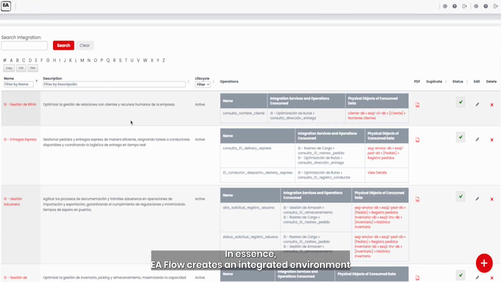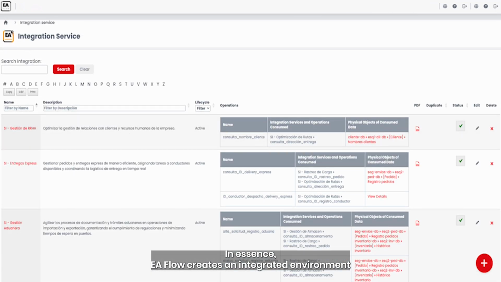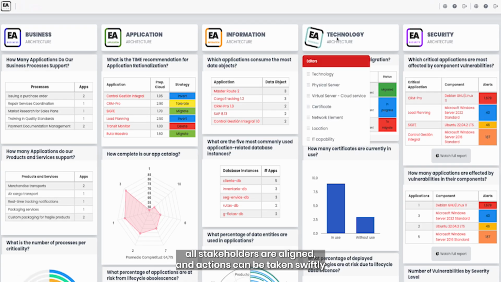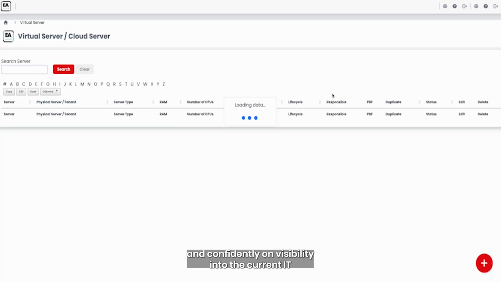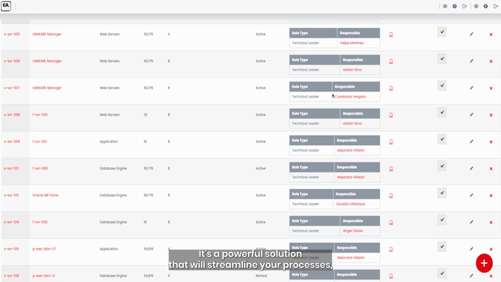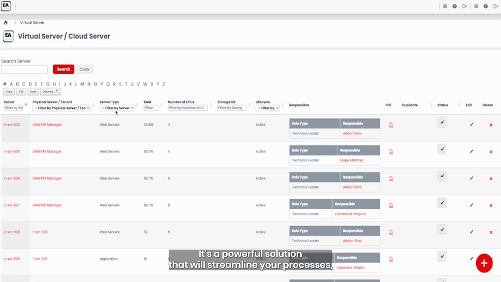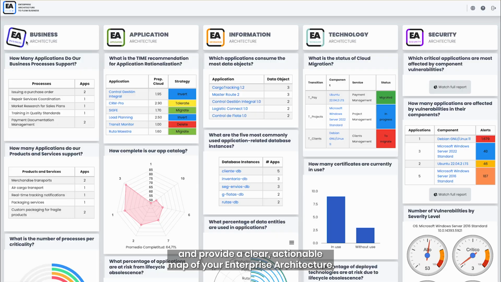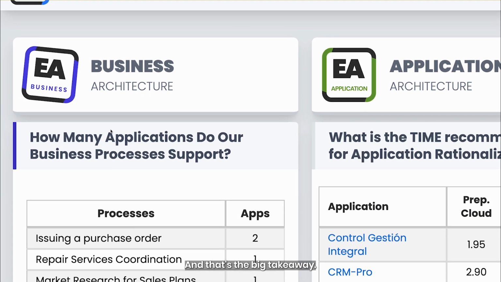In essence, EA Flow creates an integrated environment where decisions are informed by real-time insights, all stakeholders are aligned, and actions can be taken swiftly and confidently. It's a powerful solution that will streamline your processes and provide a clear, actionable map of your enterprise architecture. And that's the big takeaway.